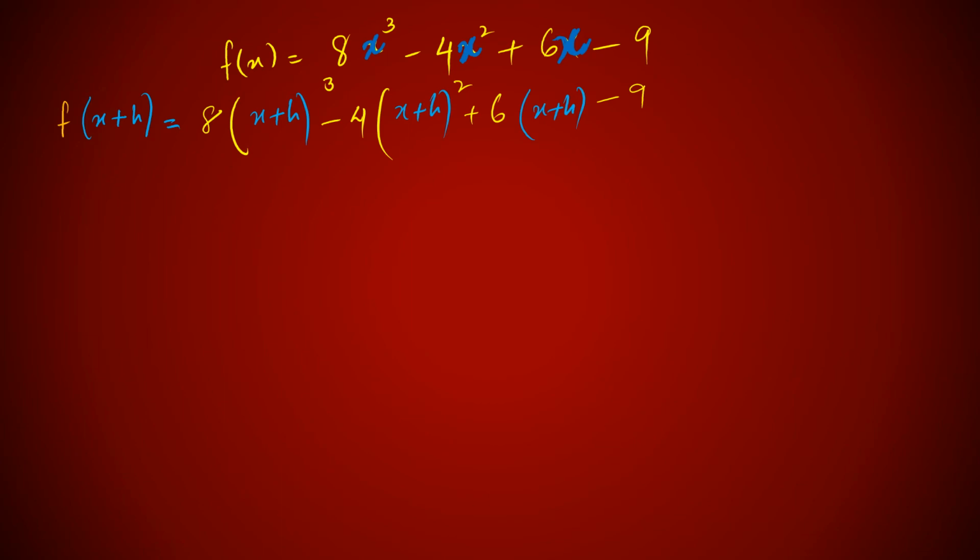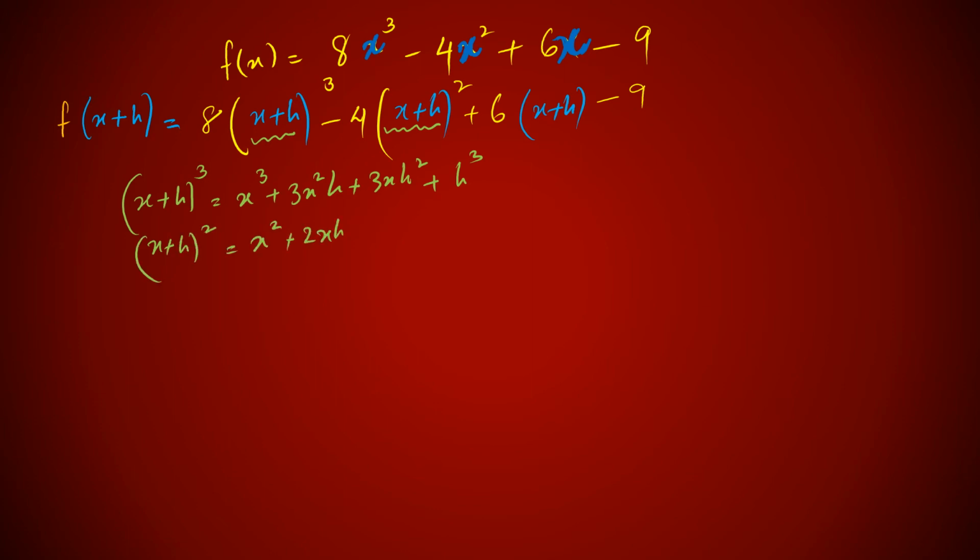Now another important thing is that here we have x plus h whole power 3 and here x plus h whole square. So remember, x plus h whole cube, the formula is x cube plus 3x square h plus 3xh square plus h cube, and the formula for x plus h whole square is x square plus 2xh plus h square. So in order to open the brackets, apply these formulas.